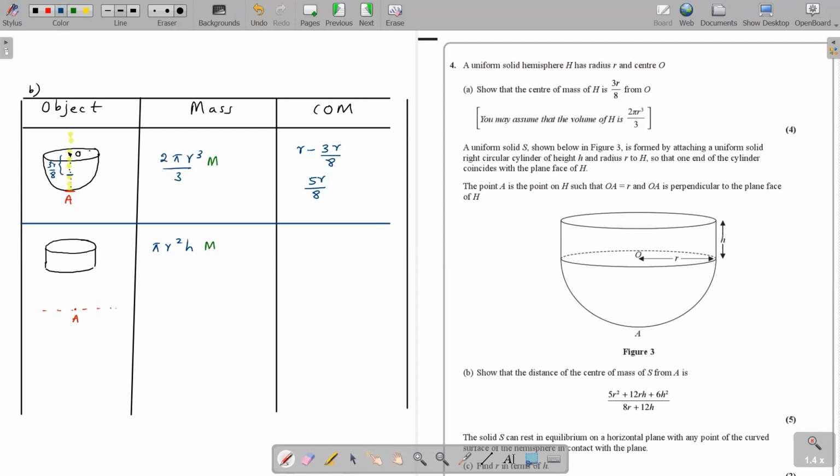What's the center of mass? What's the center of mass distance from A? How much is the center of mass? Normally, you know the center of mass is in the middle.